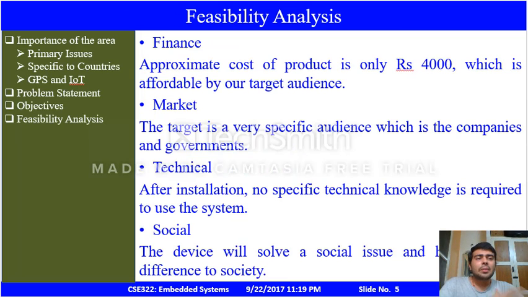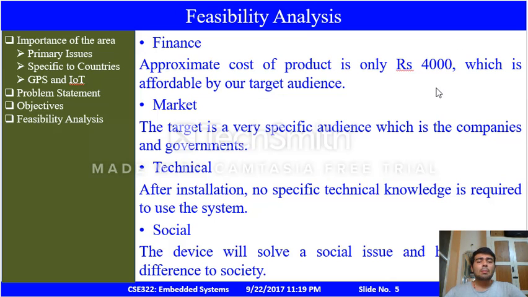Alright, so let's look at the feasibility analysis of a project, right? There are four factors that we're going to talk about primarily. First is the financial aspect. The approximate cost for this project is 4,000 when we account for everything that we need to build, at least the very prototype. If we scale it to a very large system, the cost will be slightly more, but I think the target audience who need to purchase this product should be more than capable of handling that cost.